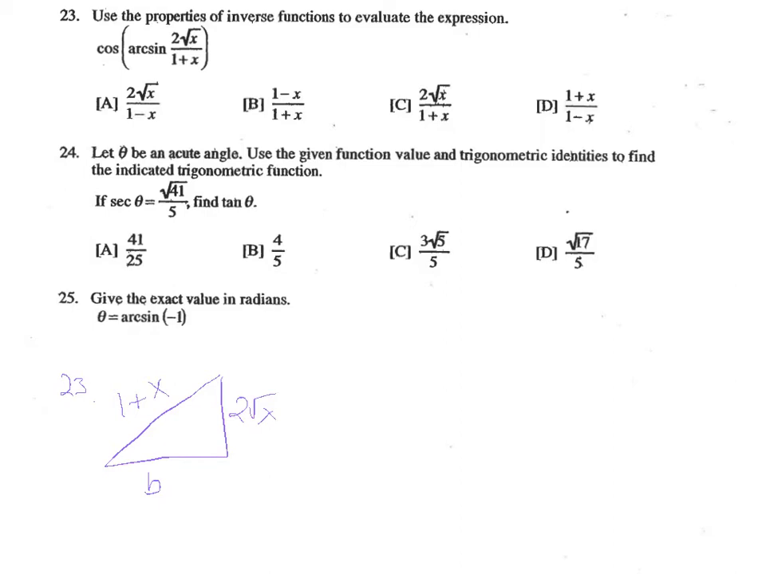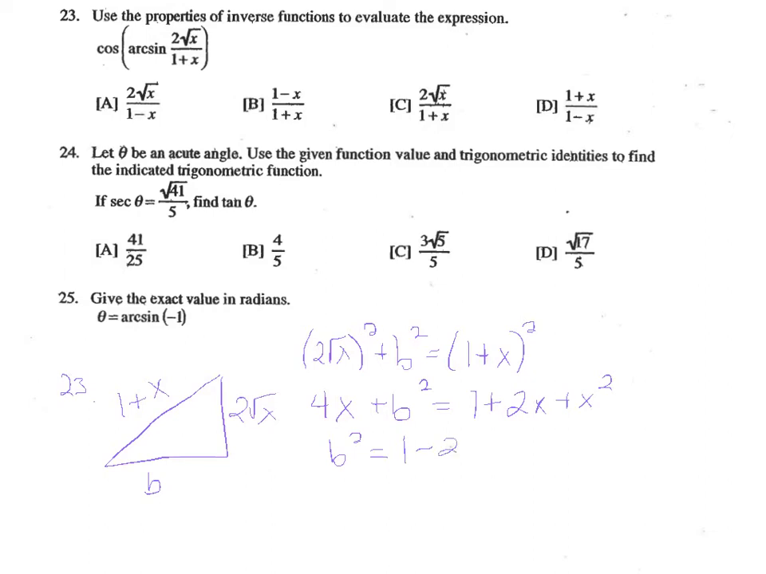So a squared plus b squared equals c squared. So we know that 2 root x squared plus b squared must equal 1 plus x squared, which would give us 4x plus b squared equals 1 plus 2x plus x squared. And if we get b squared alone, we end up with 1 minus 2x plus x squared.